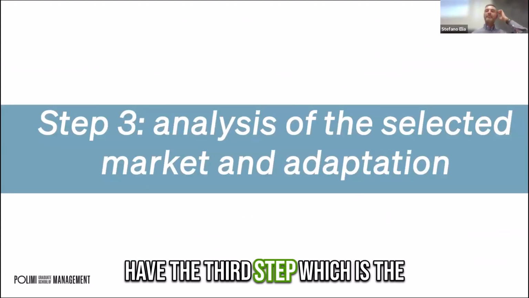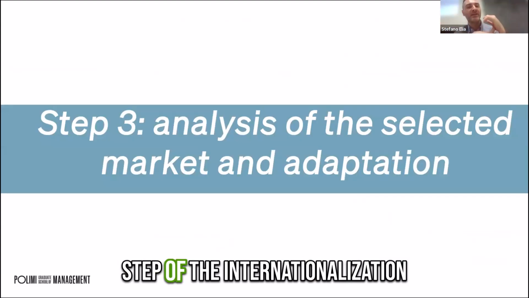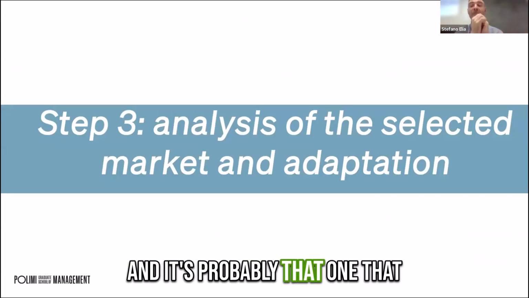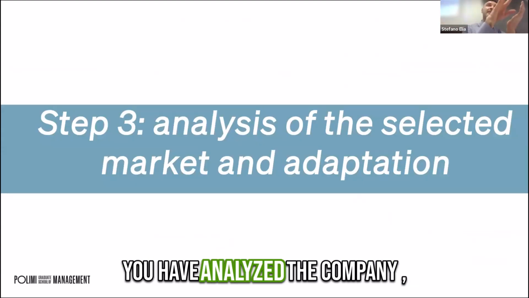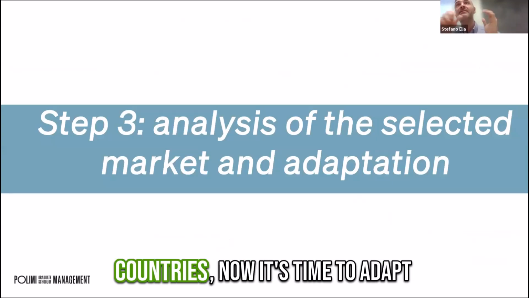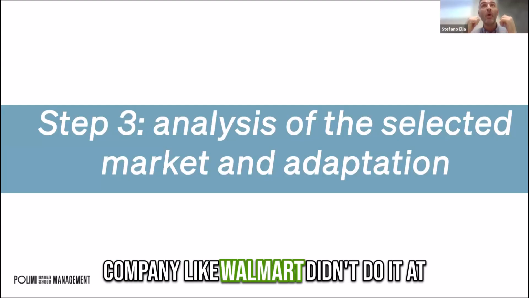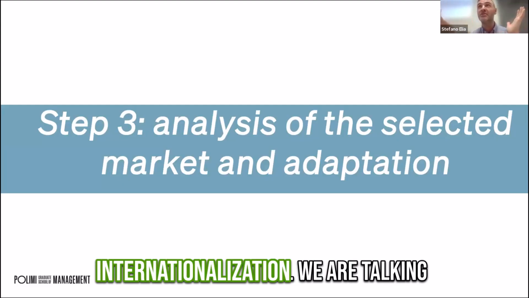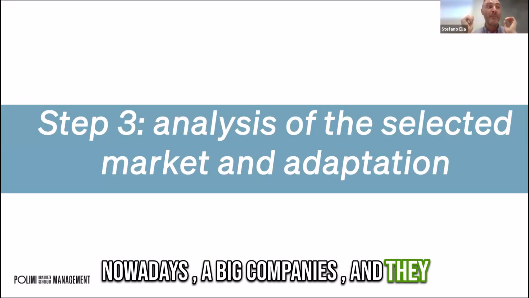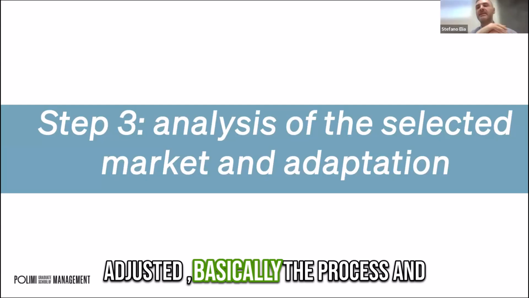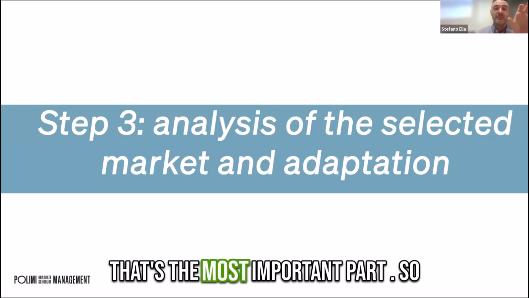And finally, we have the third step, which is the analysis of the selected market, the adaptation step. It's the last step of the internationalization, and it's probably the one that requires much more attention, because once you have analyzed the company and selected the countries, now it's time to adapt your business to the host countries. Remember that a company like Walmart didn't do it at the beginning of its internationalization. We are talking about big multinational companies nowadays, and they made this mistake, but then they adjusted the process, and now they are internationalizing with some degree of adaptation. So that's the most important part.